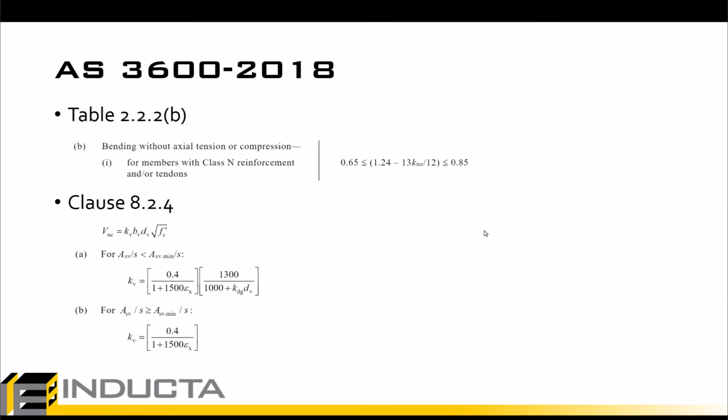I would like to stop here for a minute and explain in more detail why we do not produce envelope capacities for user-defined steel. As per item B of table 2.2.2 of AS 3600, safety factor for bending capacity depends on neutral axis parameter kuo, which is a function of the load combination. Also, as per clause 8.2.4, concrete shear capacity Vuc depends on strain at mid-height of concrete section epsilon x through the Kv parameter. So Vuc is also a function of the load combination.